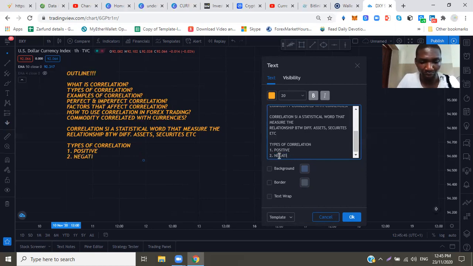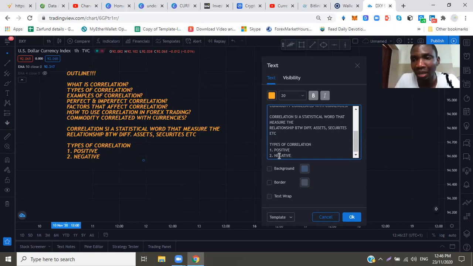When we say positive correlation, we're talking about assets that move in the same direction, which means that when one asset is going in an upward direction, the other one will be going in an upward direction too. That's when we are comparing two different assets or different currency pairs. When one is going in a downward direction, the other one goes in a downward direction as well. That means they have a positive correlation, which means that they go in the same direction.